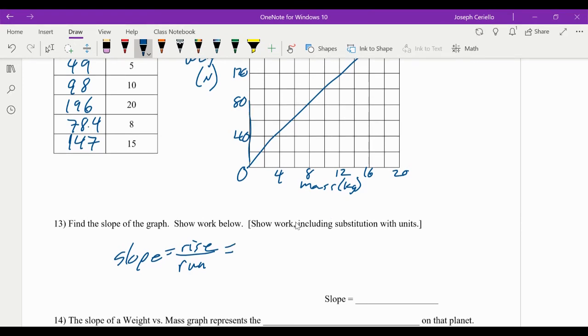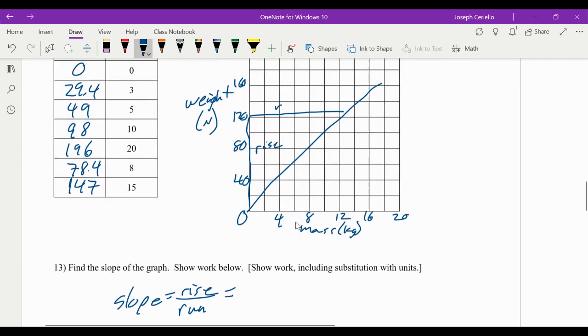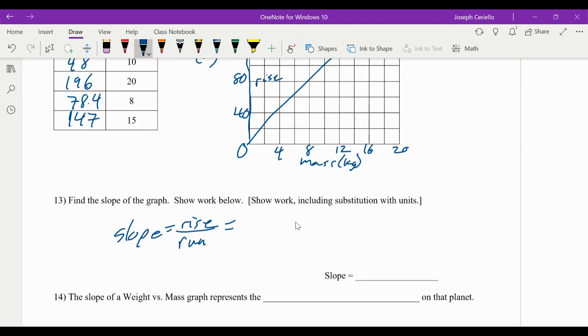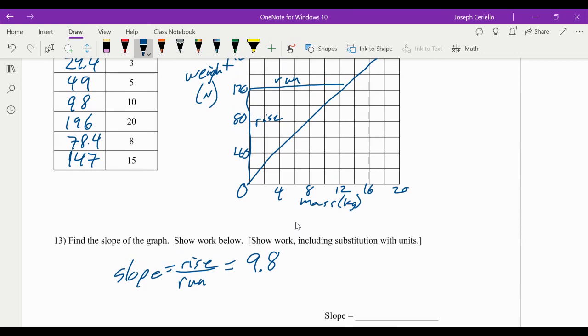So you have to do like rise, run, that whole thing. Okay, rise, run. You have to do it this way. Don't do y2 minus y1. We don't do that in this class. All right. So in doing that, you should get, hopefully exactly, but close to 9.8. And then the units are always y unit divided by x unit, newtons per kilogram.